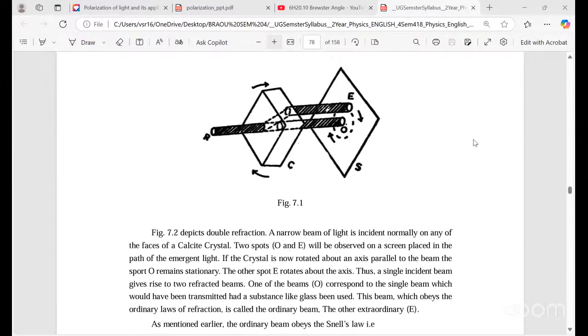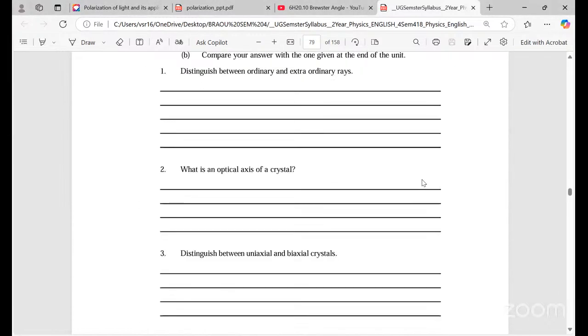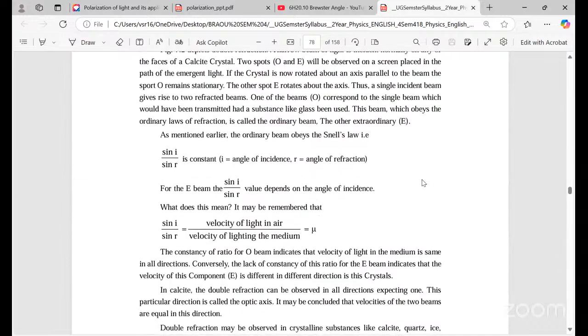I will show you the case. Where is the figure? Yeah.